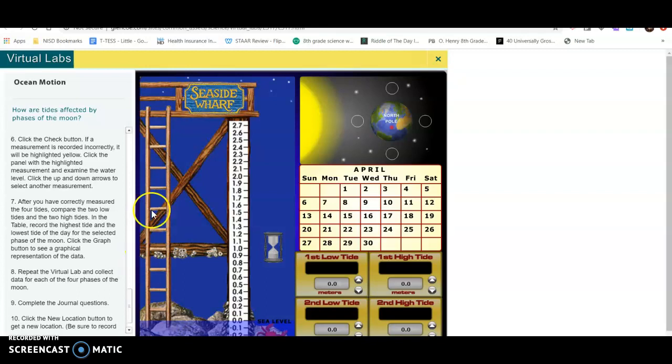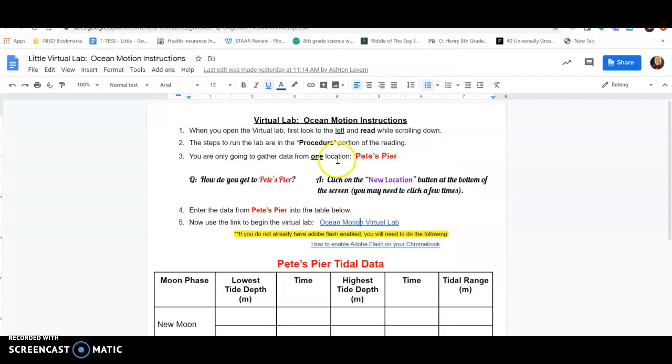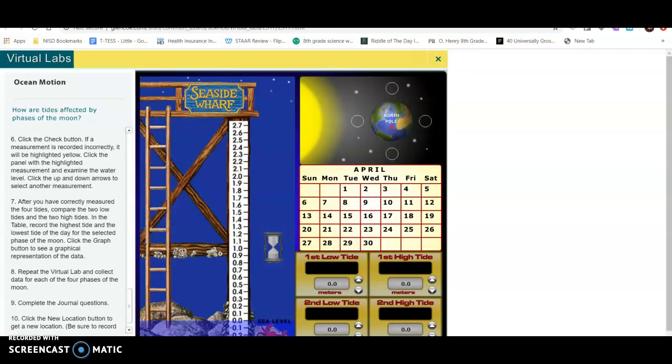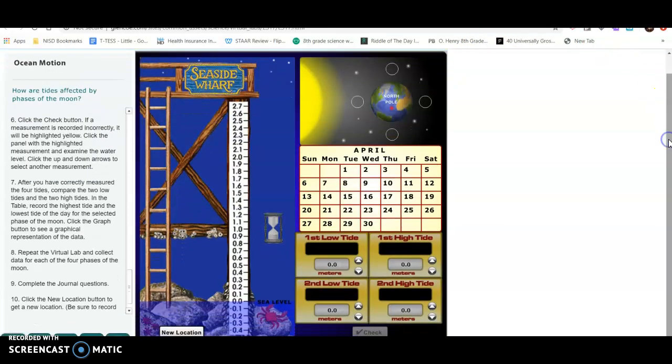Now, the first thing that we need to do, notice that this image is on Seaside Wharf. We can't even begin because if you go back to the instructions, it tells you that we are interested in one location, Pete's Pier. So we're going to go back here, and if I scroll this down just far enough, you can see where it says new location.